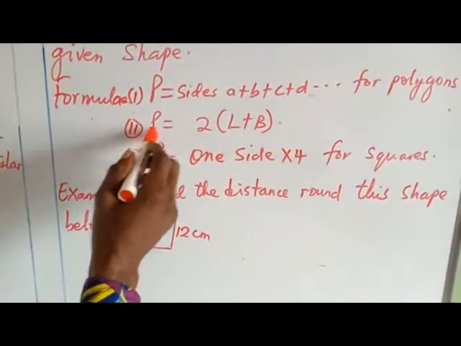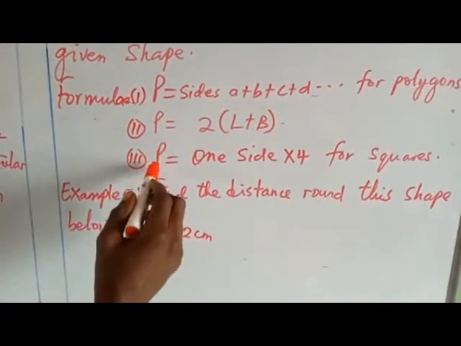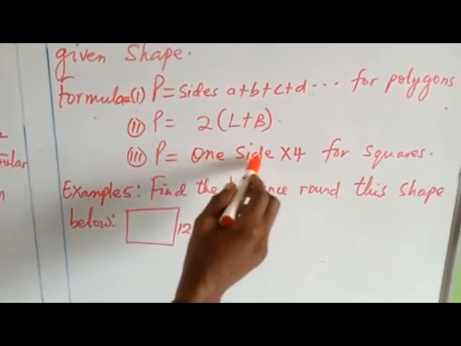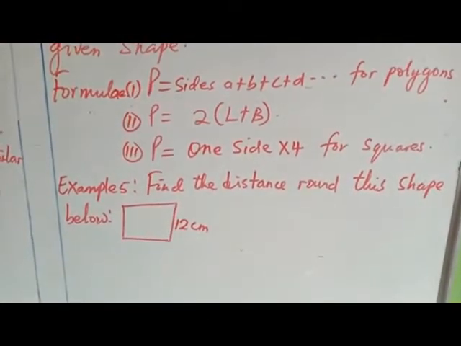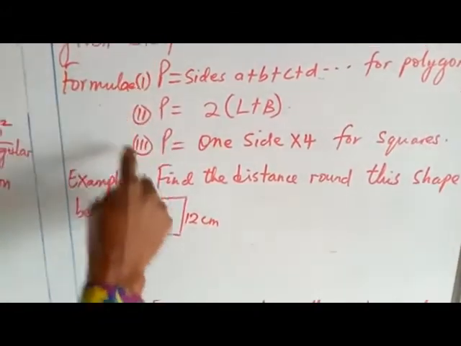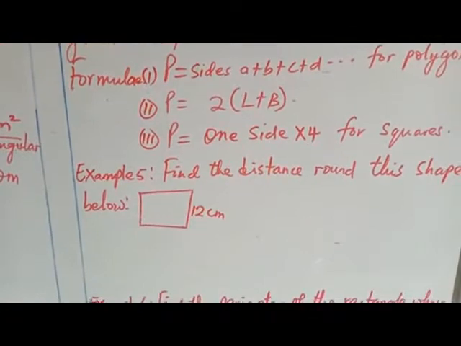We also use perimeter is equal to 2 times (length plus breadth). Then we also use this: perimeter is 1 side times 4 for squares. This formula is mostly used for squares. So we need to take note of this. Any of these formulas can be used depending on the way the question is asked.